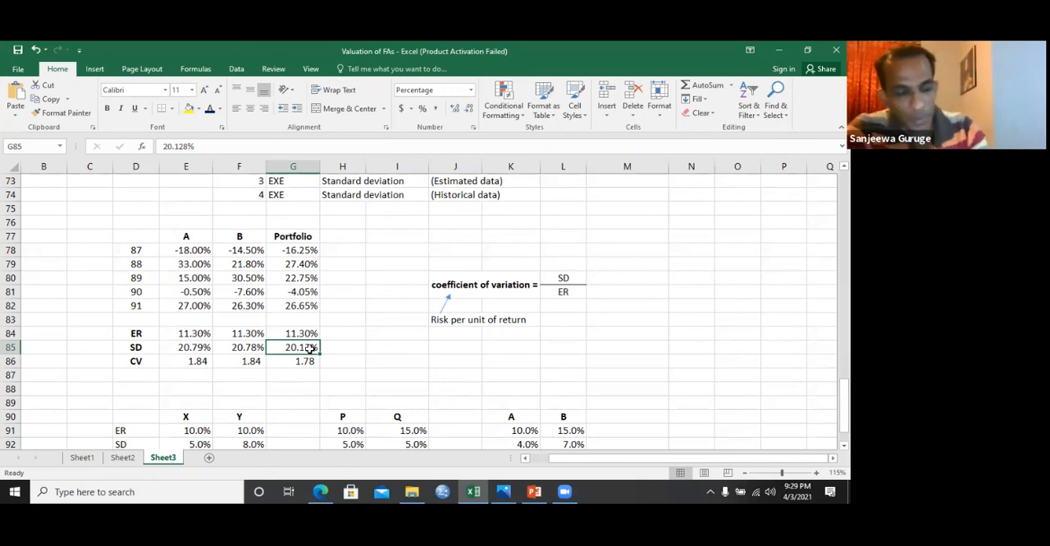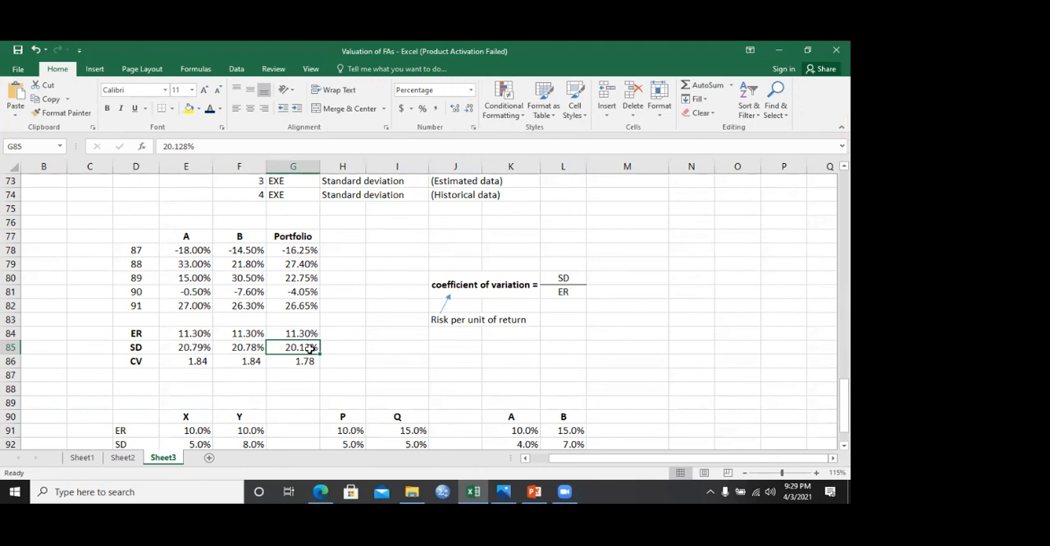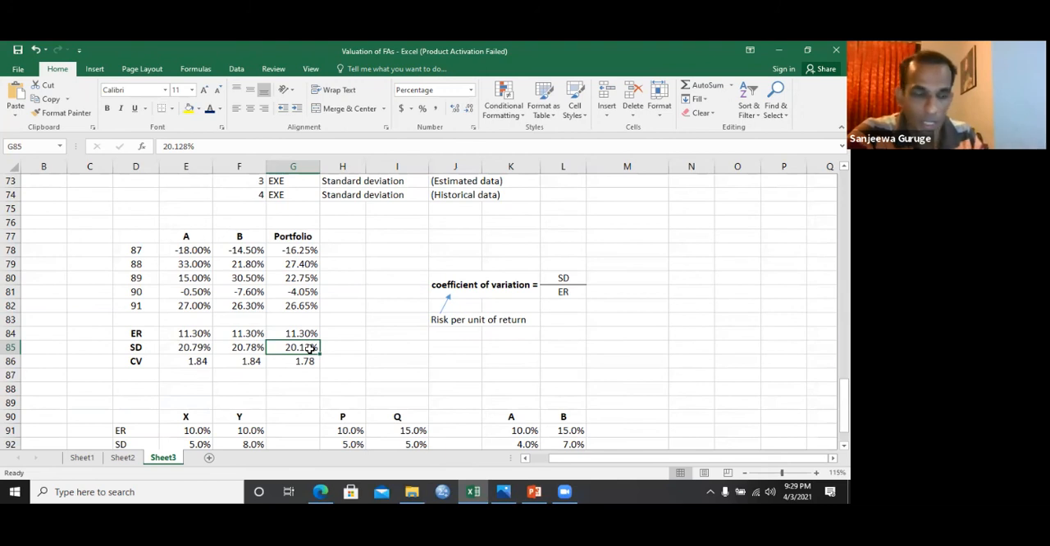What is the main objective of creating a portfolio? To get the benefits of diversification. Risk can be reduced if we can diversify the risk. To get the benefit of diversification, we need to select assets with different features and different return patterns. We'll discuss that in more detail in the next session.